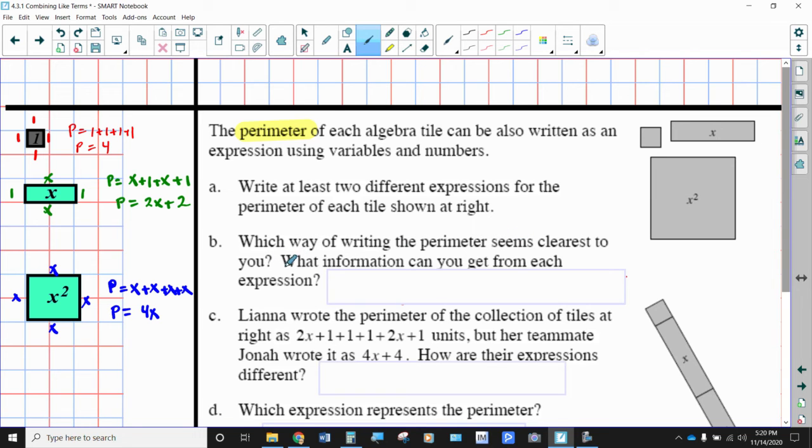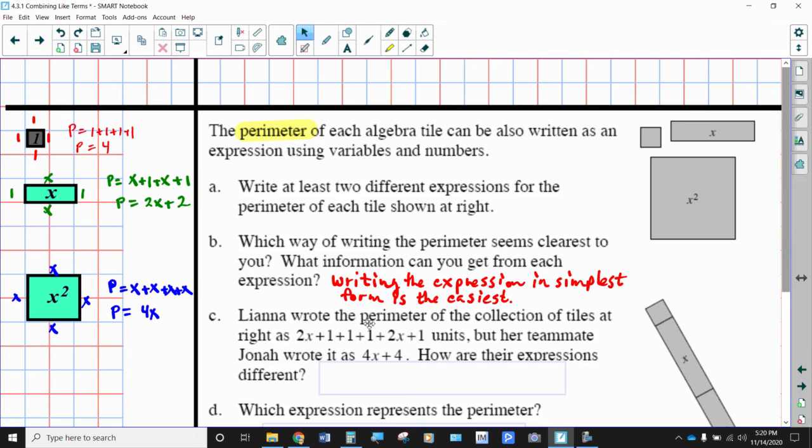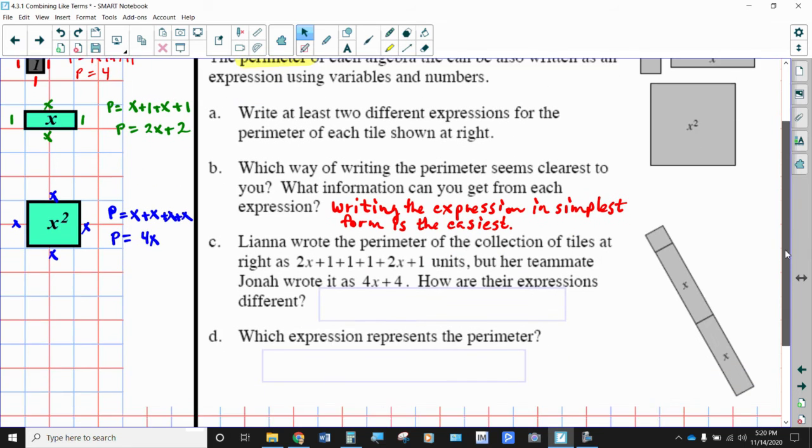Okay, so it says, which way of writing the perimeter seems clearest to you? What information can you get from each expression? Well, the clearest one is when you write it in simplest form, right? And what information can you get from each expression? Well, you find out how many total x's there are and how many 1's there are in each one of these expressions.